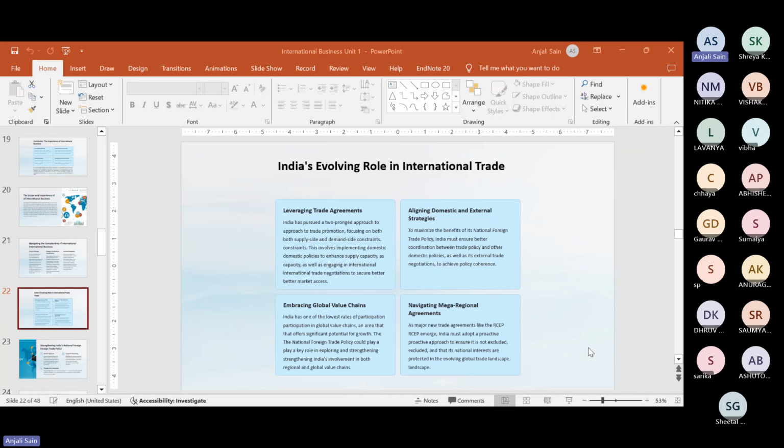Soumya has asked me to share the syllabus of international business. Soumya, it is available on the SOL site. You can take it from there.